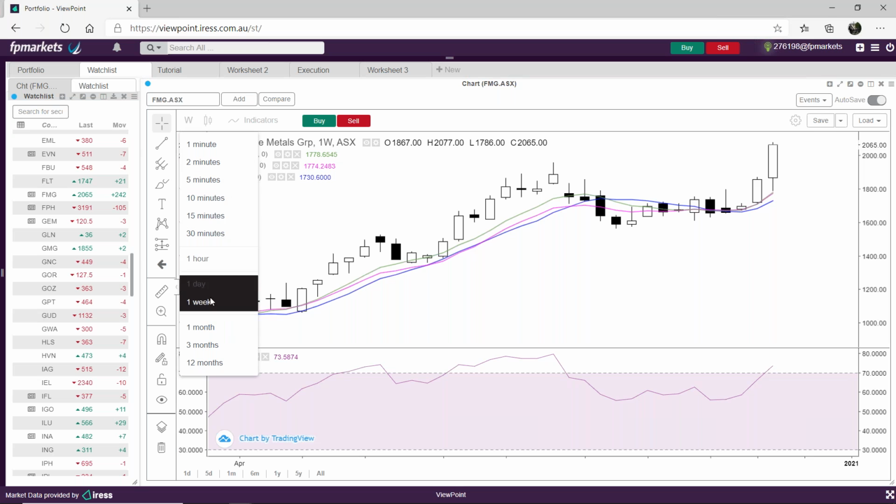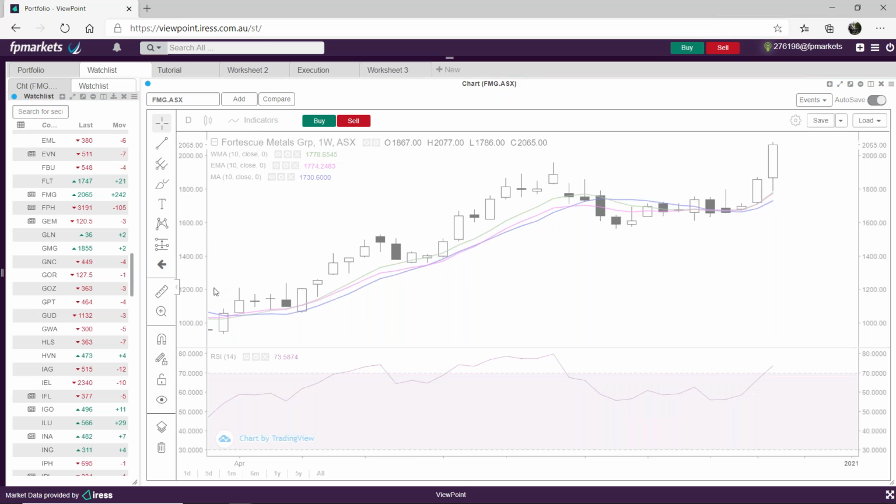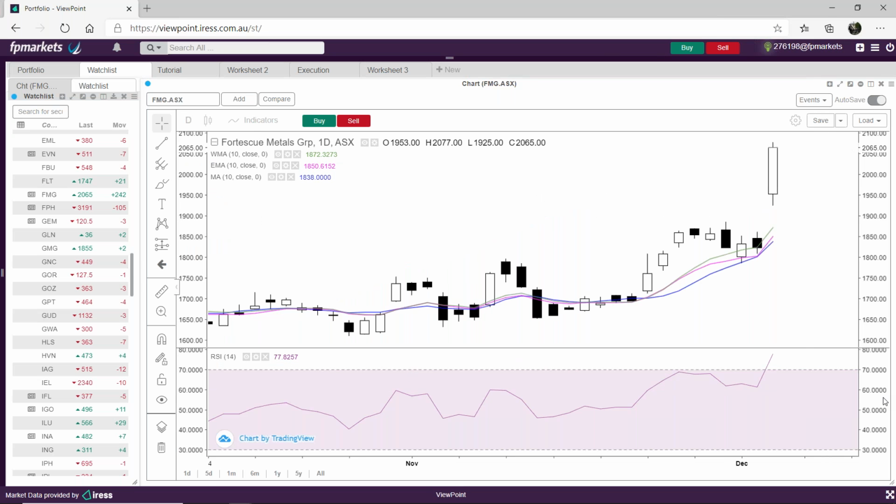So Fortescue on a daily chart. Here now we have relative strength made a high at the end of November, and relative strength has made a new high in line with the price making a new high. Nothing to see here. And of course the daily trend is trending up as well. So clearly a bit of news today has pushed that out there.